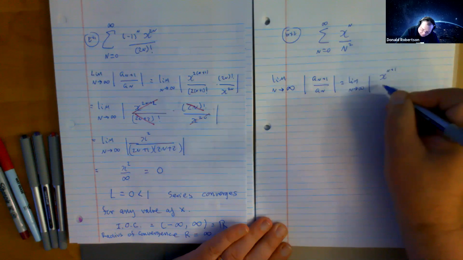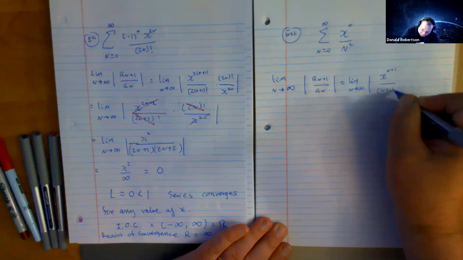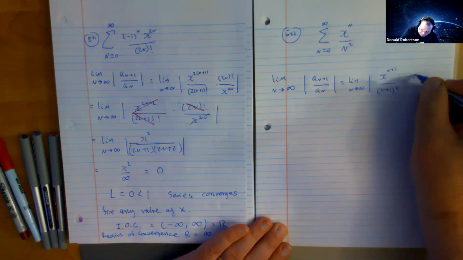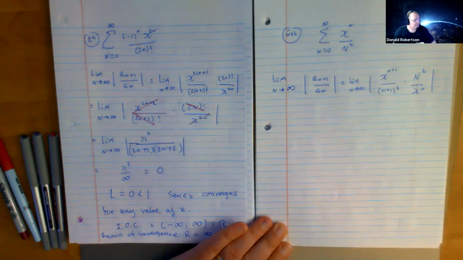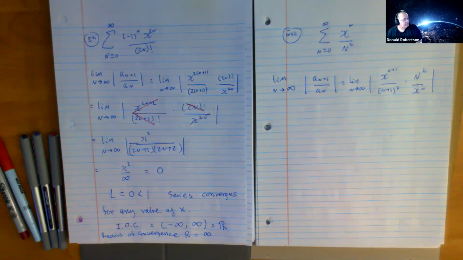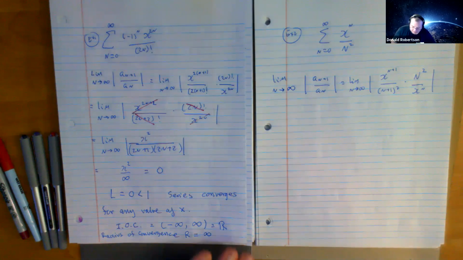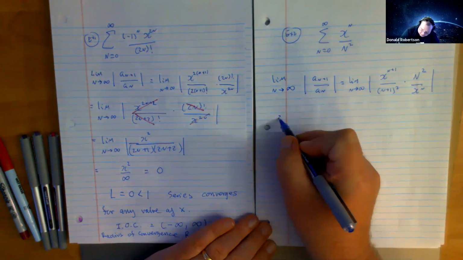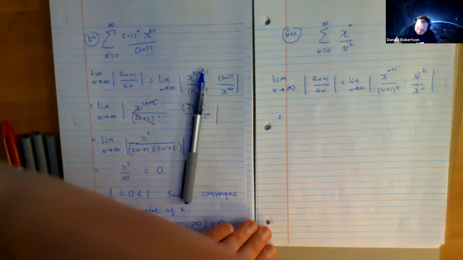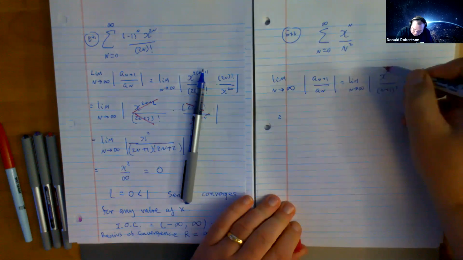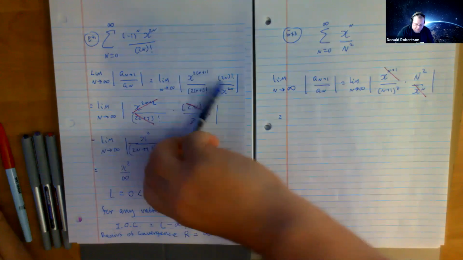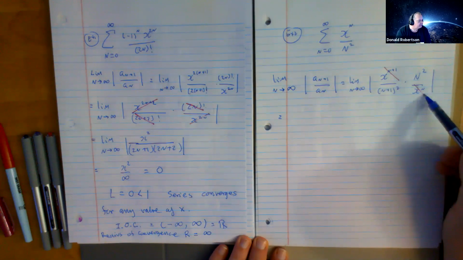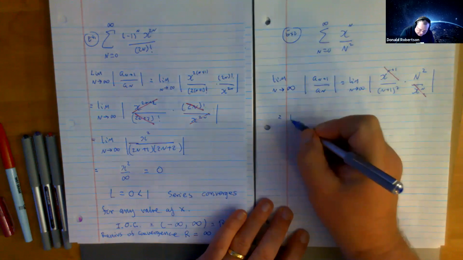X to the n plus 1 over n plus 1 squared times n squared over x to the n. So far, so good. Now, some cancelling. Would you agree that this guy cancels with this guy and leaves an x? X to the n plus 1, cancelling x to the n. You are going to get an x on the top.